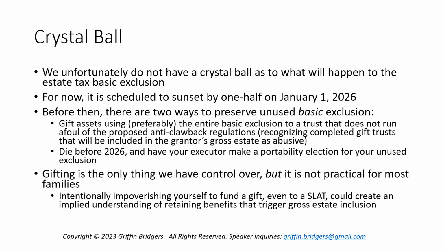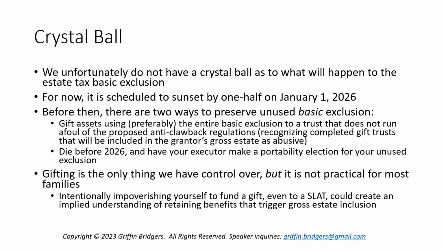But before then, there are two commonly accepted ways that we can preserve unused basic exclusion. One is gifting assets, preferably in an amount equal to the entire basic exclusion amount. I'm not going to get into why here, but that's the only real effective way to do it. But making a gift to a trust that does not run afoul of the proposed anti-clawback regulations, but also recognizing that a completed gift trust that will be included in the grantor's gross estate may be abusive and not actually count as use of the basic exclusion under those proposed regulations.